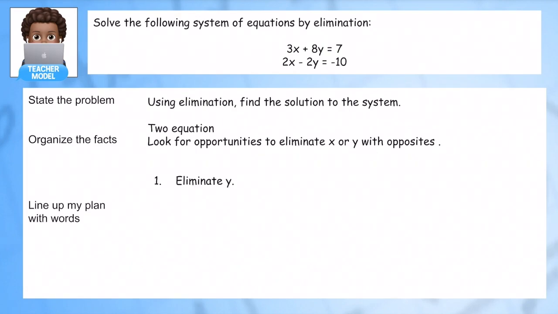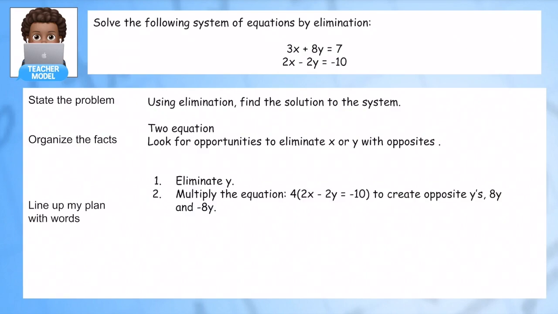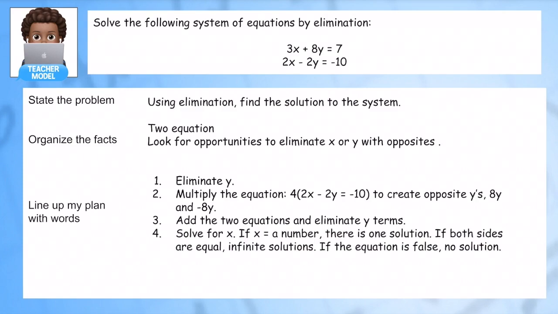Looking at it, there are no terms that are the same. I don't have any zero pairs, but I can eliminate y. There's something I can do there. I'm going to multiply the equation 2x minus 2y equals negative 10 by 4, because when I do that, I'm going to get a negative 8y. And that is the zero pair I want. That way, when I add the two equations, I can eliminate those y terms, and this will allow me to solve for x.